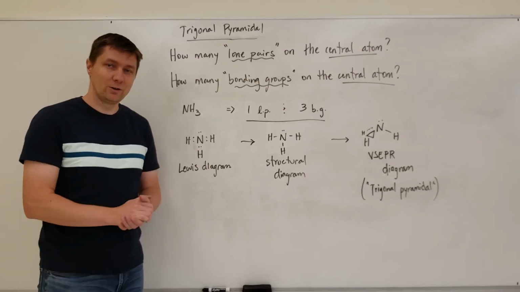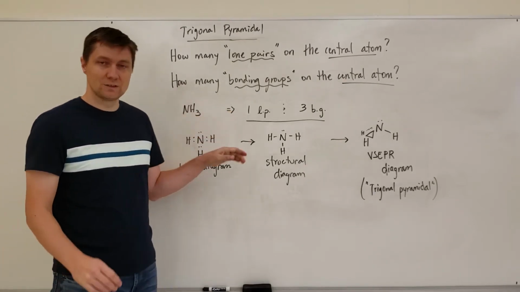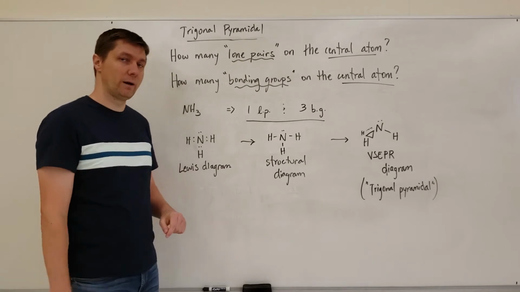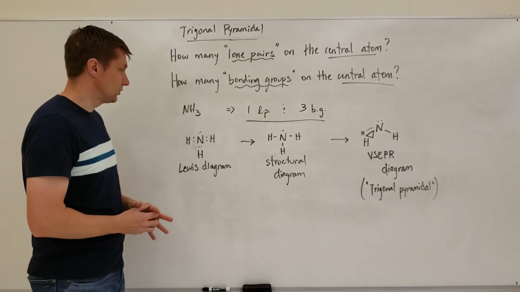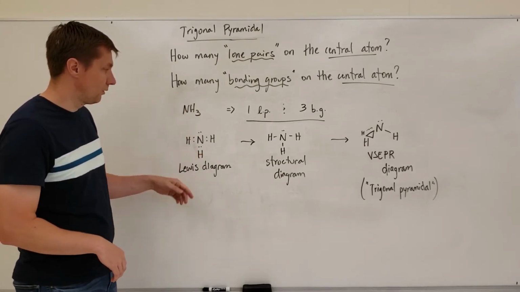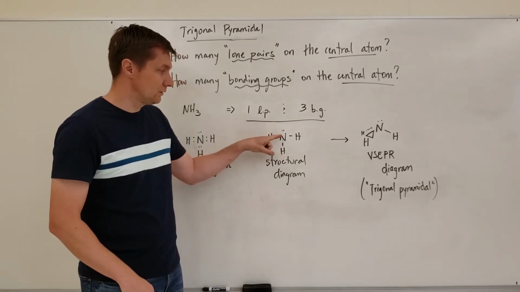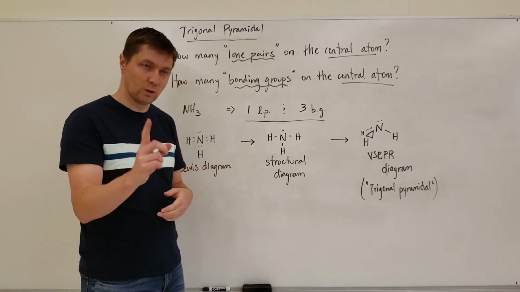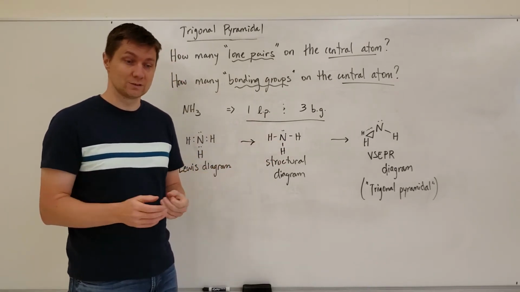So trigonal pyramidal is the 4th shape, and the configuration for this is that the central atom needs to have 1 lone pair on it and 3 bonding groups on it. And so an example of this would be ammonia. You can see the Lewis diagram here for ammonia, and then the structural diagram. Here on the structural diagram, you can see nitrogen is my central atom. It's got 1 lone pair and then 1, 2, 3 bonding groups. So that fits this description.